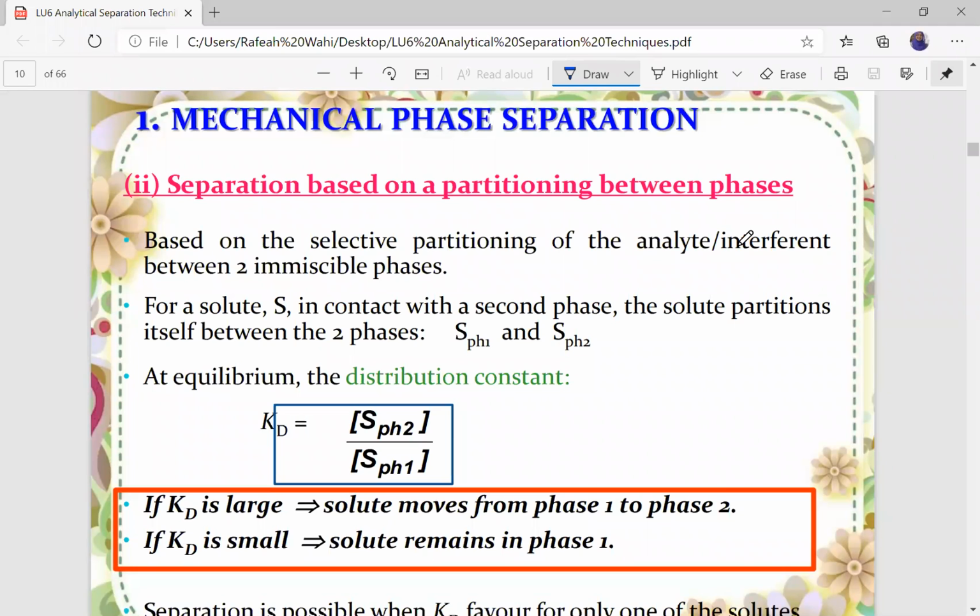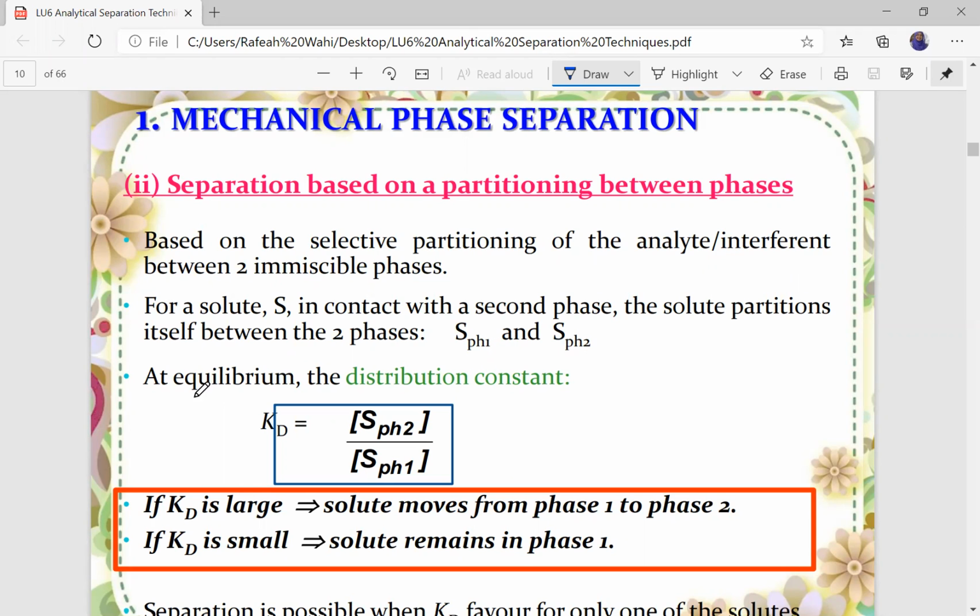Now, let's take a look at another type of mechanical phase separation, which is separation based on partitioning between phases. Based on the selective partitioning of the analyte or interferent between two immiscible phases, this is what we call partitioning between phases. So let's say we have a solute S, which is in contact with a second phase. The solute partitions itself into two phases, first phase 1 and second phase 2.